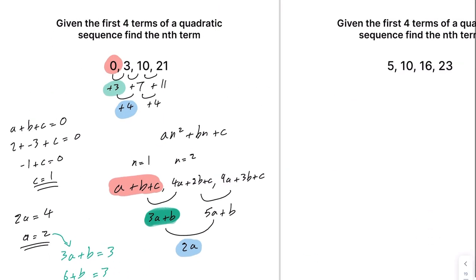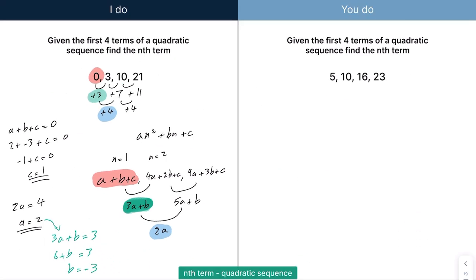So if I zoom out, we now have a, b, and c. If I use a different color highlighter, we now know c is there, a is there, and b is there. We can now substitute that into this formula here. So that means our final answer is going to be a, which is 2n squared, plus b, which is minus 3n, and then we have c, which is plus 1. So the final answer here is going to be 2n squared minus 3n plus 1.